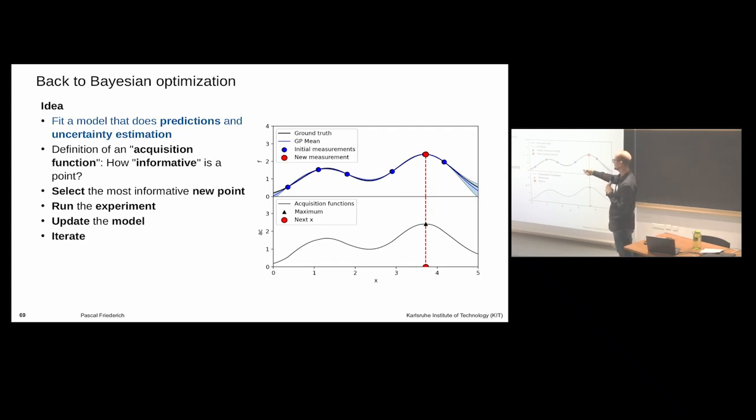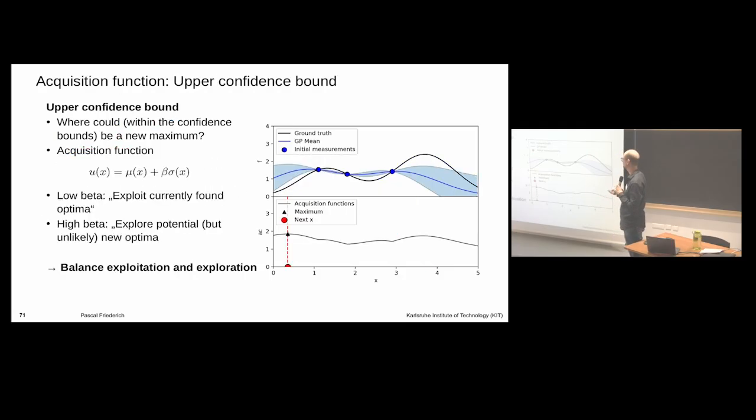We need to somehow mathematically define the informativeness of a next data point. We already said it could be the upper confidence bound, and this is the simplest one. We just say the acquisition function u of x is the mean prediction, that's the blue line, plus beta, some factor, times the uncertainty. We can set beta to 1, and then we would get the 1 standard deviation uncertainty bound.